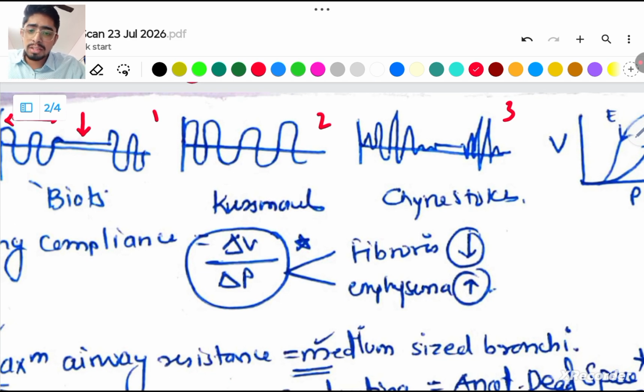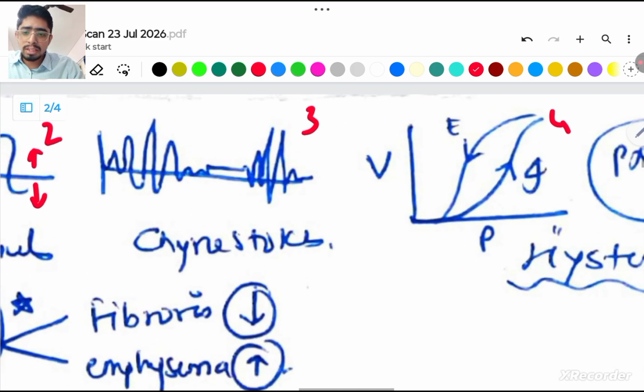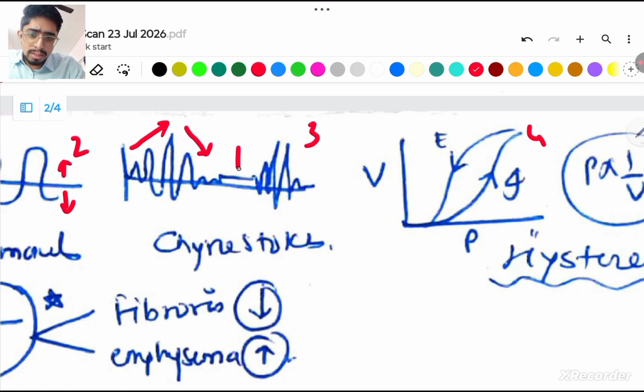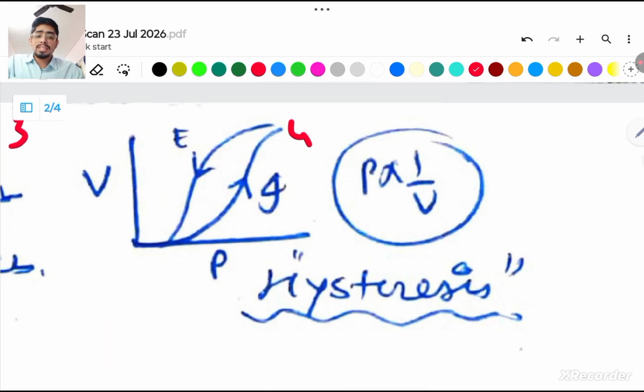Kussmaul's respiration: in Kussmaul's respiration, there is increased depth of inspiration and expiration. In Cheyne-Stokes breathing, there is a decrescendo type of breathing pattern along with apnea in the middle, and this is what is called your hysteresis loop.